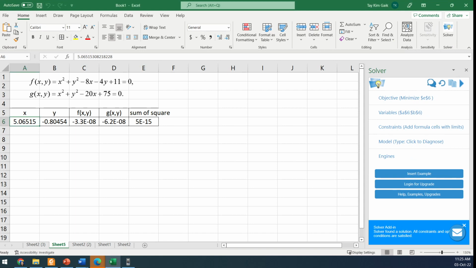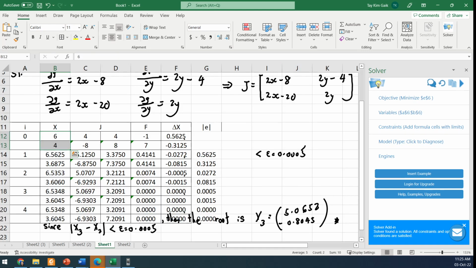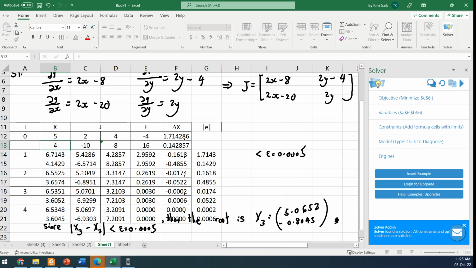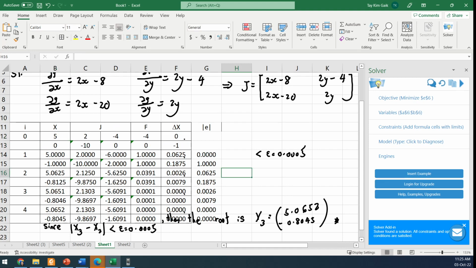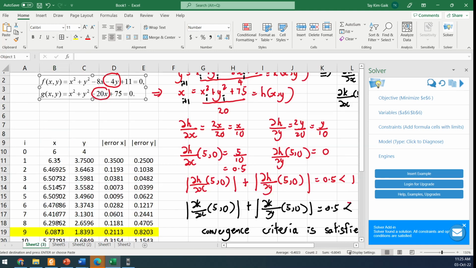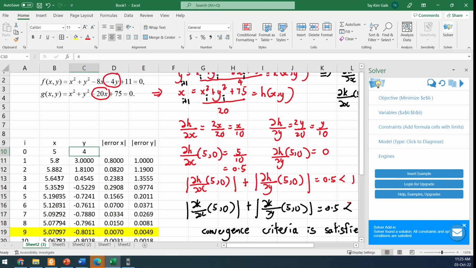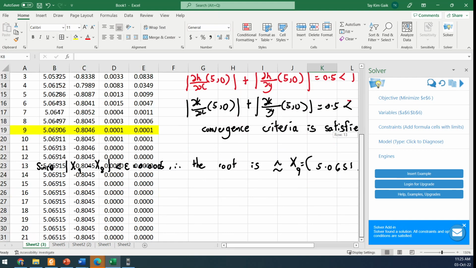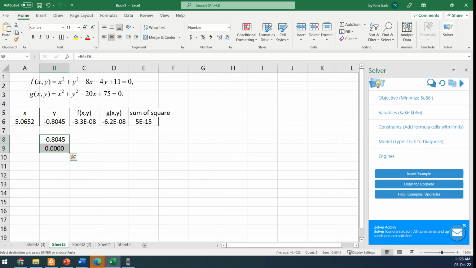Now this is a solution. To 4 decimal places, 5.0652, negative 0.8045. Okay, check with the Newton. If 5, yeah, this is using Newton's. Same, same. Using, let's say, put here fixed point 5, 5 here, sheet number 5.